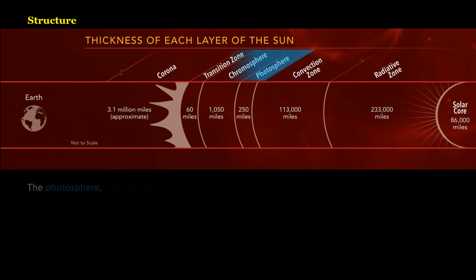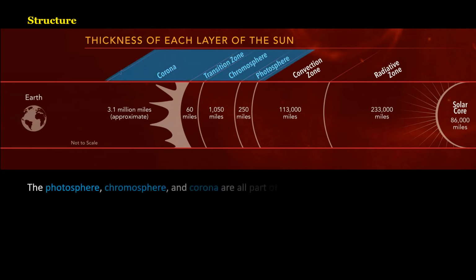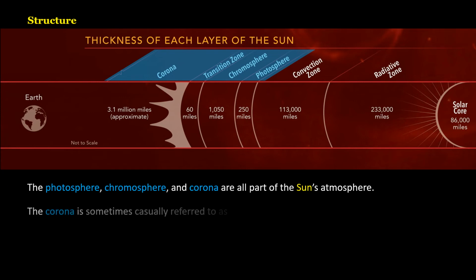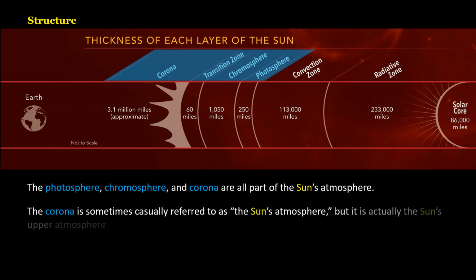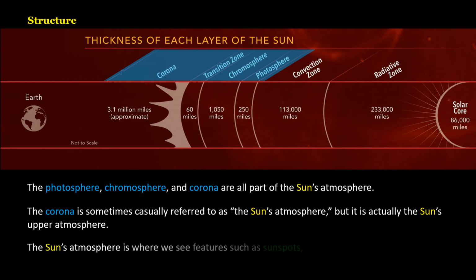The photosphere, chromosphere, and corona are all part of the sun's atmosphere. The corona is sometimes casually referred to as the sun's atmosphere, but it is actually the sun's upper atmosphere. The sun's atmosphere is where we see features such as sunspots, coronal holes, and solar flares.